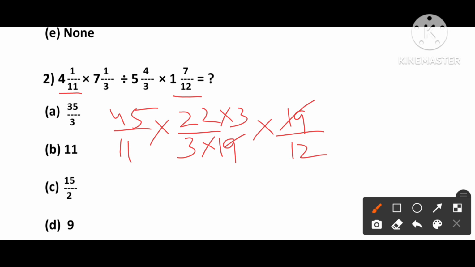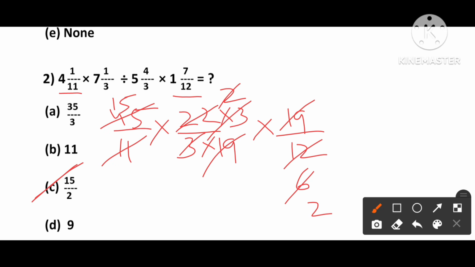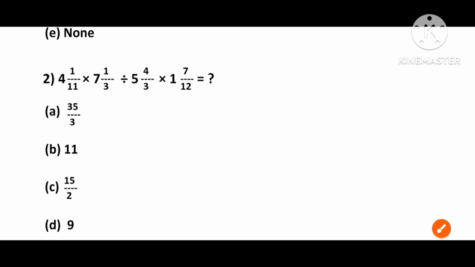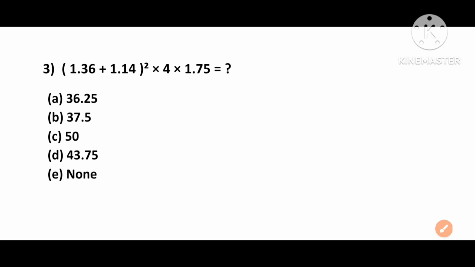From this we can eliminate these two. 11 2 times 2, 6 times 3, 2 times and 3, 15 times. So what we have is 15 divided by 2. Option C is the answer for this question. Okay. Now we are moving with question number 3.